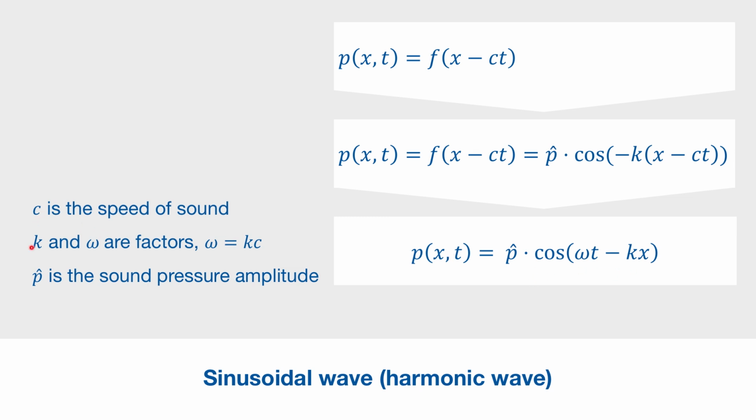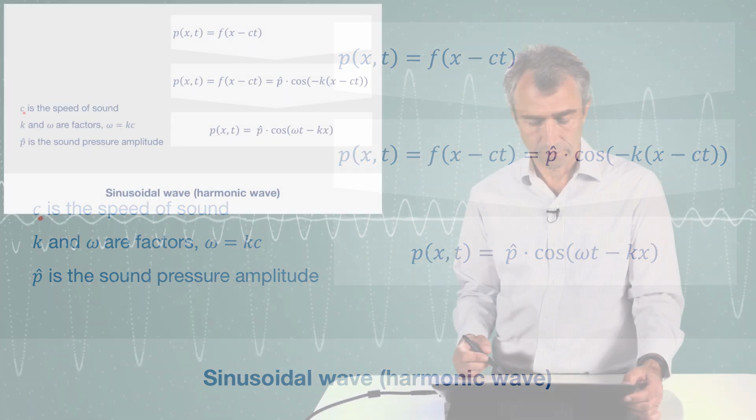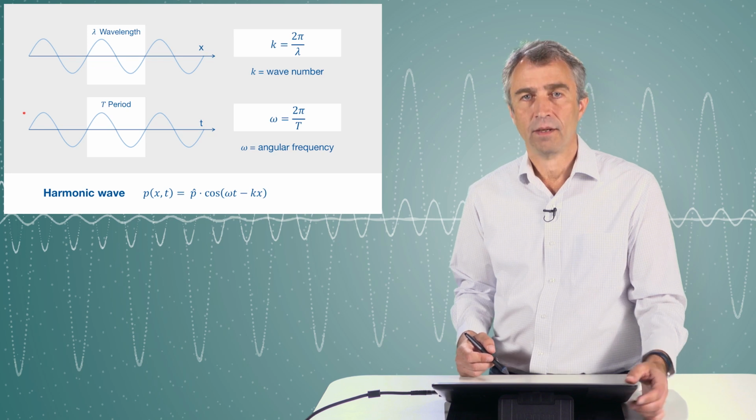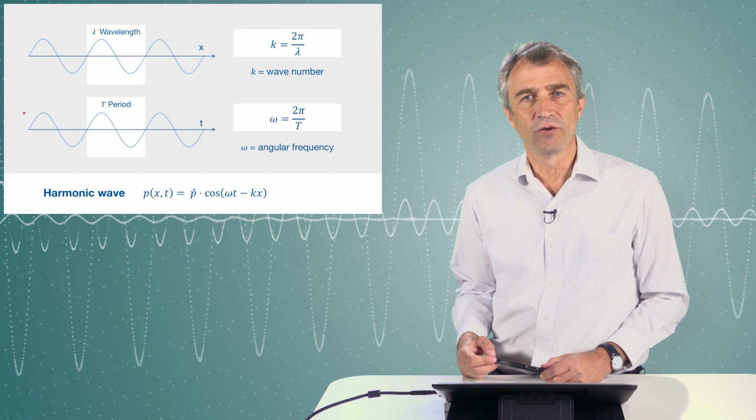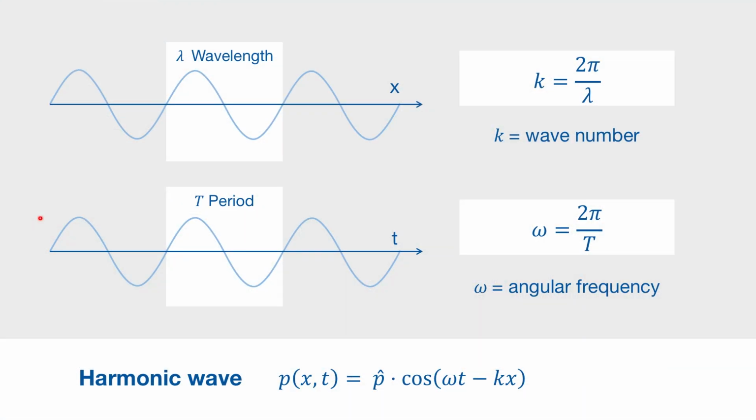We introduced k and omega as factors with the condition that omega equals k times c. c was the speed of sound which we found before. The next is to interpret the meaning of those factors k and omega. We do this by considering this harmonic wave first in space, then in time.